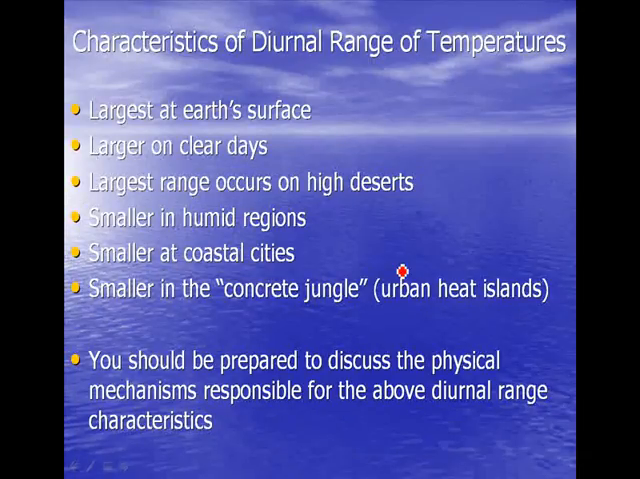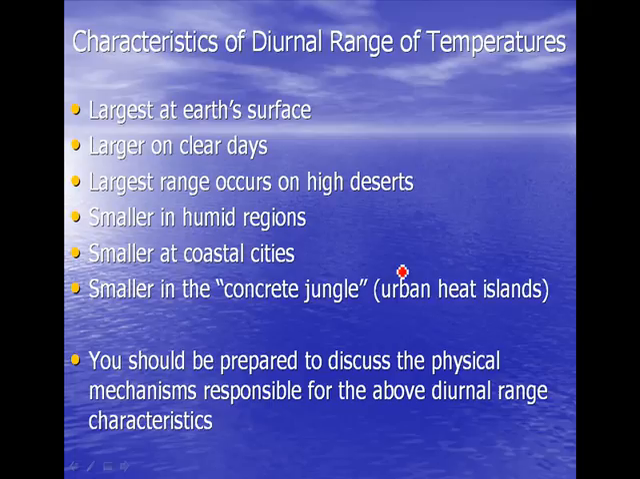First of all, before we actually look at some of the practical applications, let's talk about characteristics of diurnal range of temperatures. Typically, the largest diurnal range is at the Earth's surface, typically larger on clear days. The largest range of temperatures occurs on high deserts. Typically, the diurnal range is smaller in humid regions. Part of that has to do with the fact that the incoming energy is being partitioned off into sensible and latent heat of evaporation, and so not all of it's being used for sensible heating.